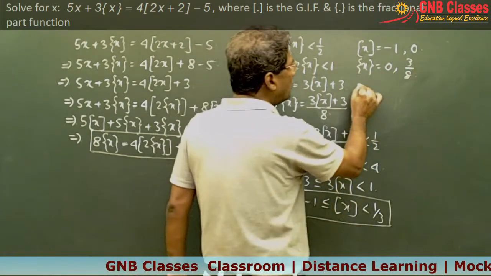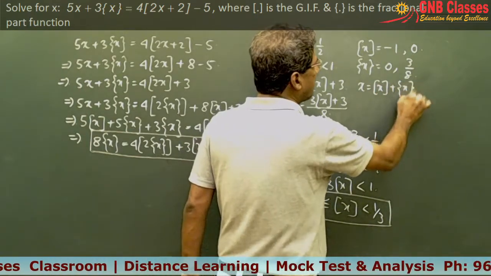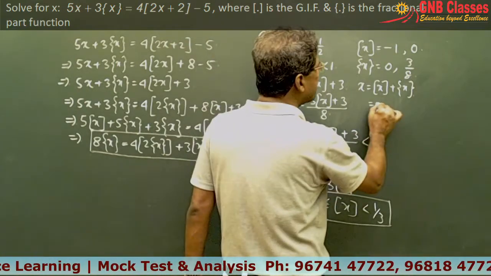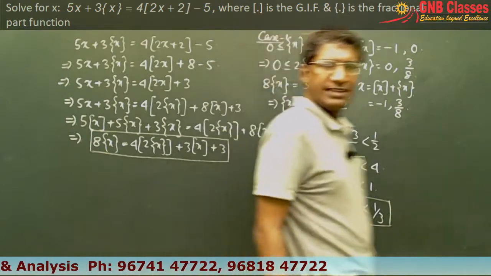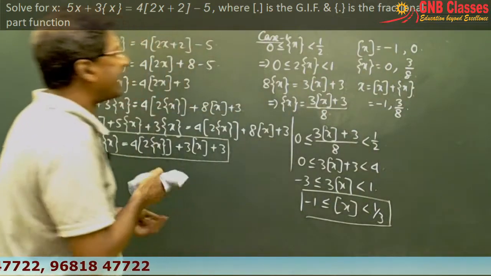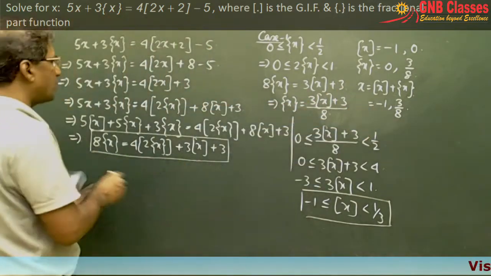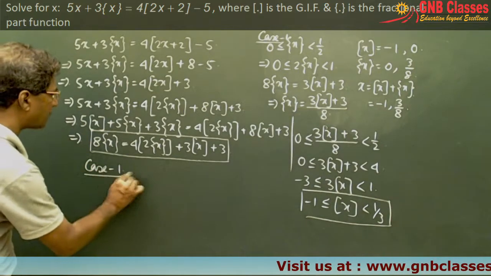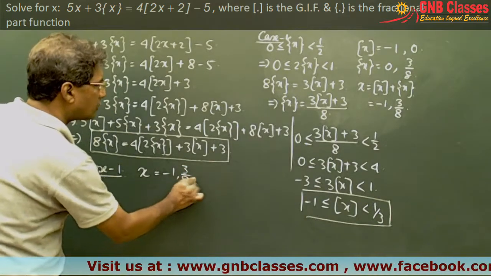Now, as we all know, x can be written as ⌊x⌋ plus the fractional part of x. So we are getting 2 values of x in this case: one is -1 and another one is 3 by 8. Is it clear to all of you? So case 1 is that x can take the values -1 and 3 by 8. From case 1, we got the values of x such as -1 and 3 by 8.